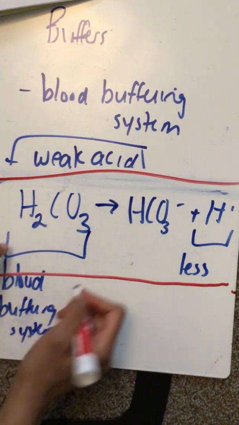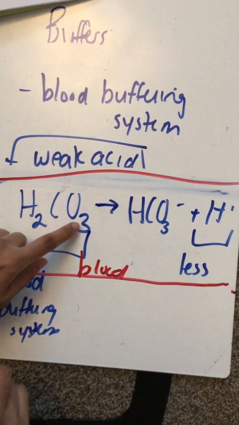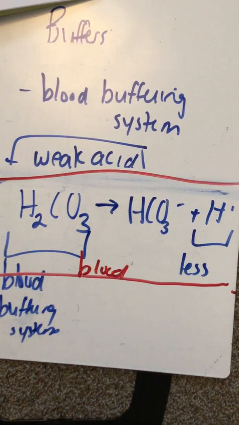And inside your blood, so here's your blood. Inside your blood is this hydrogen carbonate, right? Which is a weak acid. It's a weak acid. You can even check your data book, and it will show you that it is. I can't find my data book, but you can check your own.